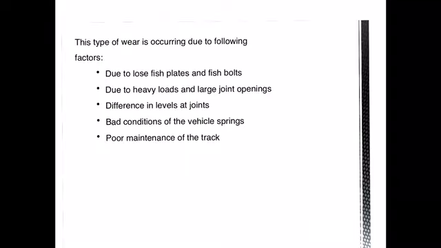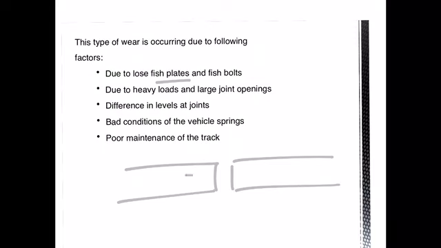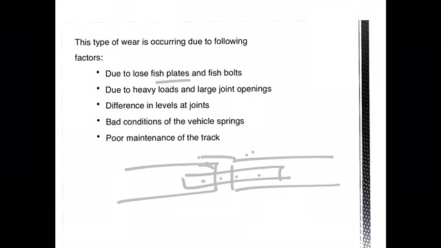at the end. So the first reason is the loose fish plates and fish bolts. We use fish plates and fish bolts to connect two different rail sections. Whenever these loose fish plates and fish bolts are not properly tightened, that may cause heavy impact on these rail ends, and also due to the heavy loads and the large openings. If the gap you have provided is more, that also causes a greater impact.